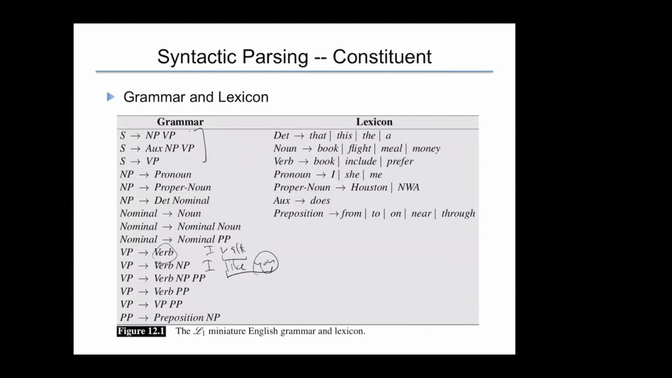And I told you that there are two types of nodes. One is non-terminal, which is S and NP, VP. These things are non-terminal. And the actual words in the sentence are the terminals. So every leaf node is terminal, and every non-leaf node is non-terminal. So it's a very straightforward definition.